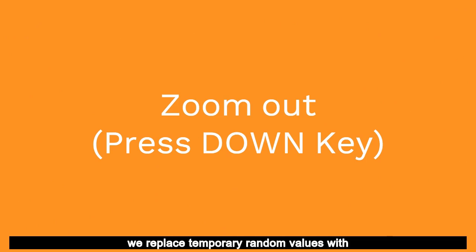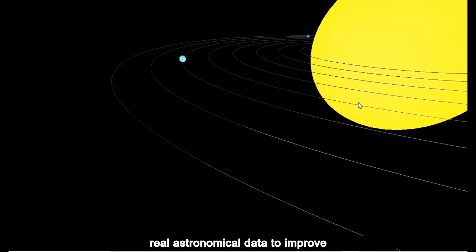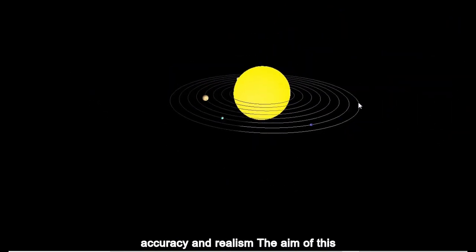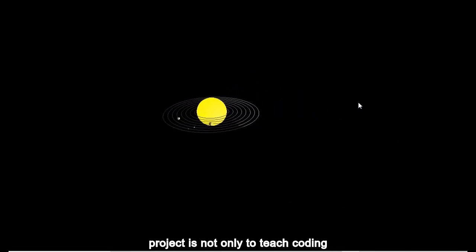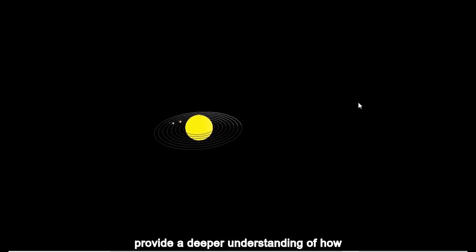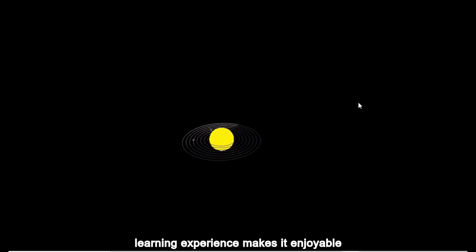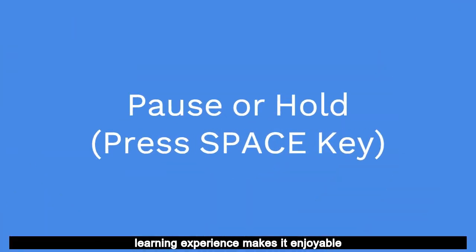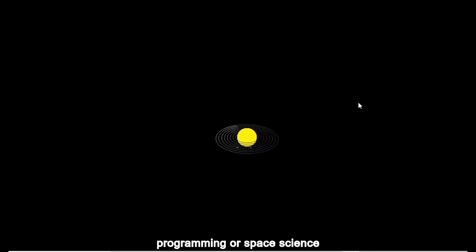without feeling overwhelmed. By the end of the tutorial, we replace temporary random values with real astronomical data to improve accuracy and realism. The aim of this project is not only to teach coding techniques using Pyglet, but also to provide a deeper understanding of how our solar system functions. This hands-on learning experience makes it enjoyable and educational for anyone interested in programming or space science.